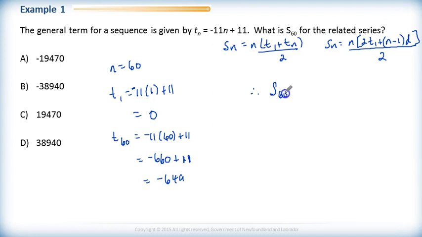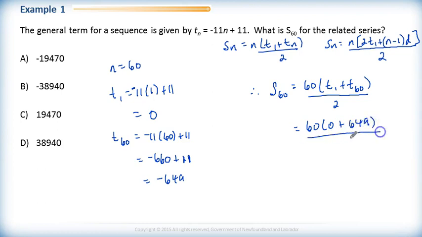Therefore, s sub 60 is equal to 60 outside of term 1 plus the value of term 60, all over 2. Well, we've got 60 outside of 0 plus 649 all over 2. I'll divide my 2 into my 60 to get 30. So I really have 30 times 649, which gives me 19,470. C is the correct answer.